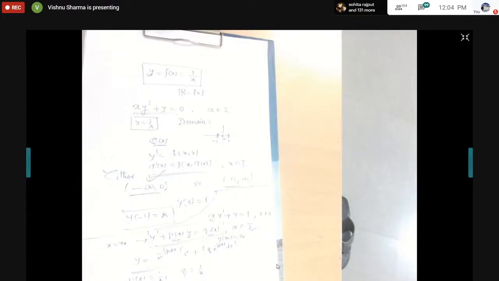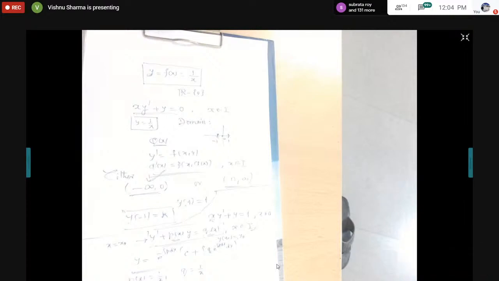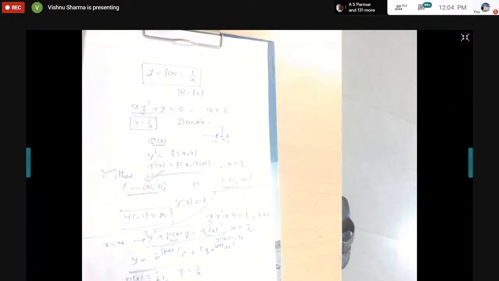Why is it so? What is the reason? All right, the answer is correct, but the reasoning should be clear. So think about the reasoning. We will talk about it a little later. Because the domain of the differential equation doesn't guarantee the solution's domain, where it should be continuous or discontinuous.